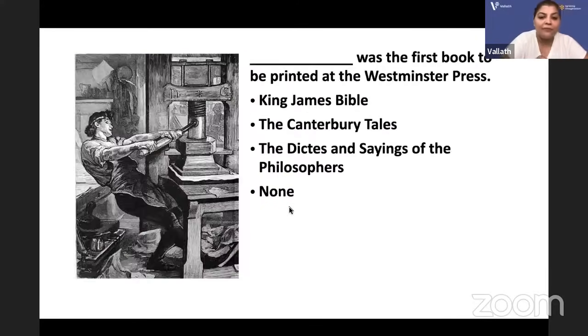Okay, moving on. What was the first book to be printed at the Westminster Press? Is it the King James Bible? Is it the Canterbury Tales? Is it the Dictes and Sayings of the Philosophers? Or is it none of these? Maybe it is the Mahabharata. It is none of these. No, you two babies are saying it is the Canterbury Tales. That is the answer. See how difficult printing was at that time. You are pulling and printing like this. Today, we just press the button, and printing is done. Isn't it so easy?